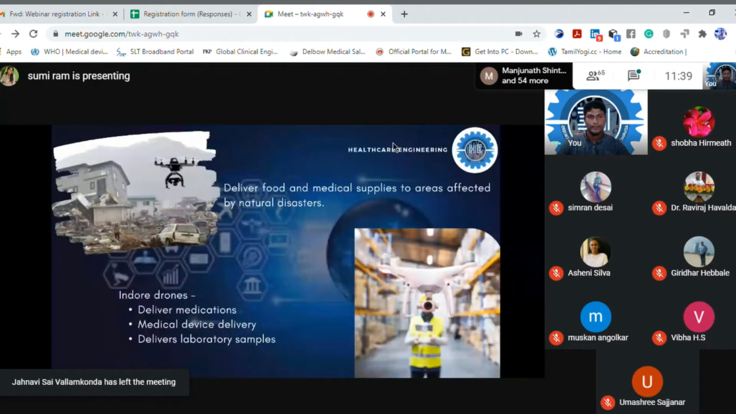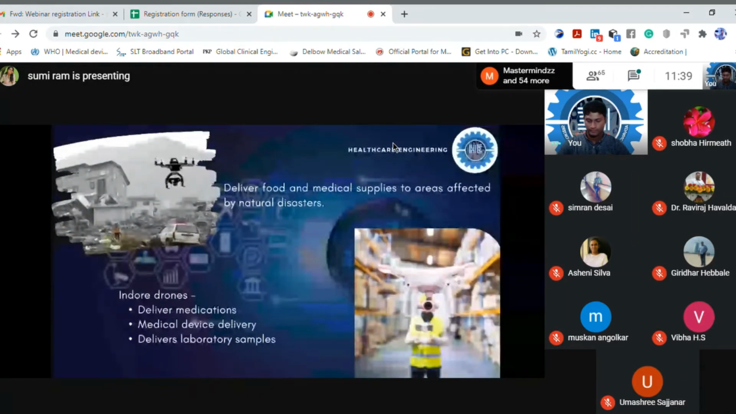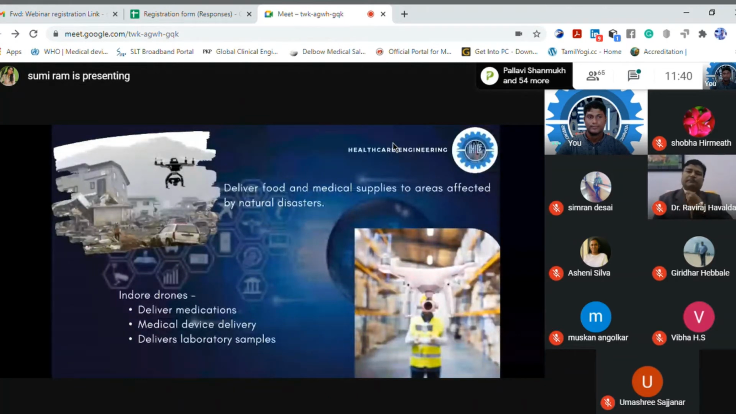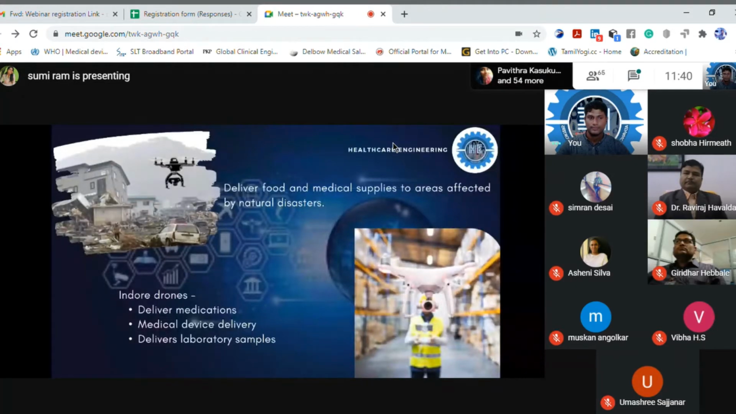Now we will see the uses of this UAV technology. At first, drones are used in areas affected by natural disasters, delivering food and medical supplies to the public. Drones also help to provide more efficient healthcare to patients from a distance, and therefore hospitals use indoor drones for delivering medications to bedside patients. They also carry laboratory samples to deliver to the respective departments or for testing purposes. These drones also carry medical devices and other medications in and around the hospital.